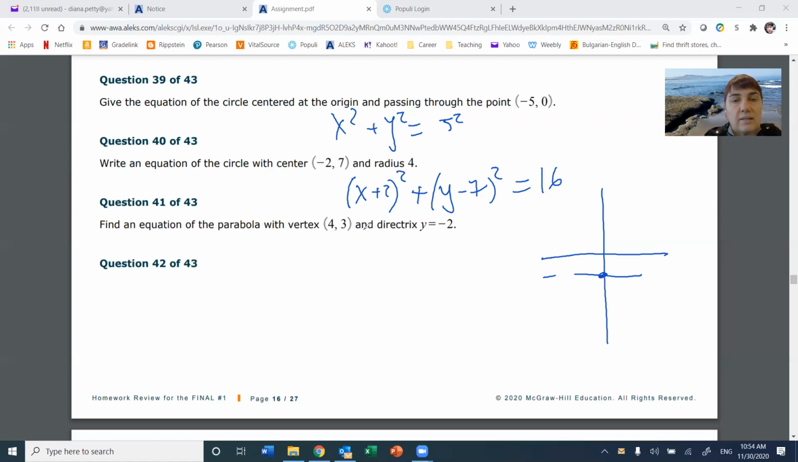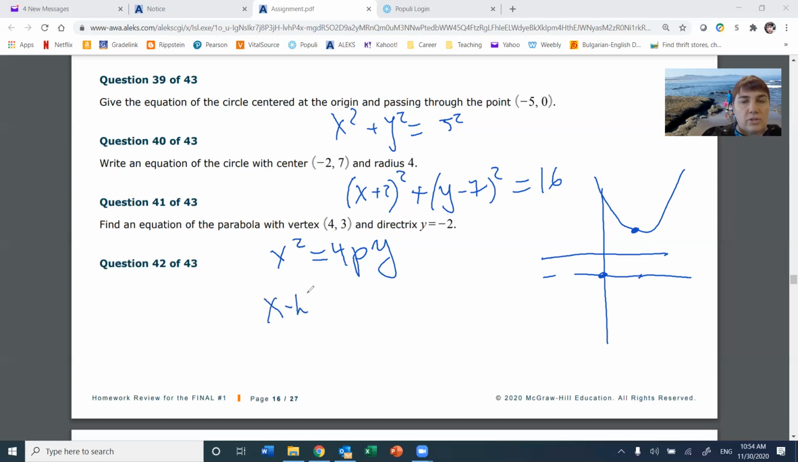Where is the center? Let's find the center. The center is 4, 3, right? This is the center. So it's this way. Then the formula would be x squared equals 4py. So again, this is the first step: figure out where the parabola opens, so you know the equation. When the center is not at the origin, the formula would be x minus h squared equals 4p times y minus k. So here, this is all we need to know.